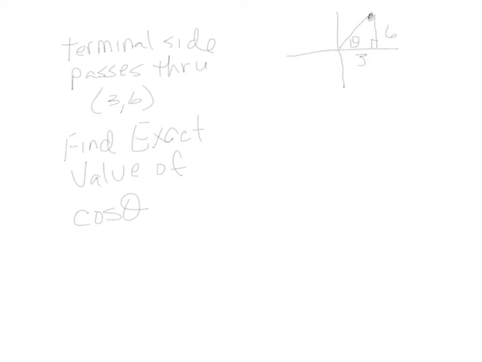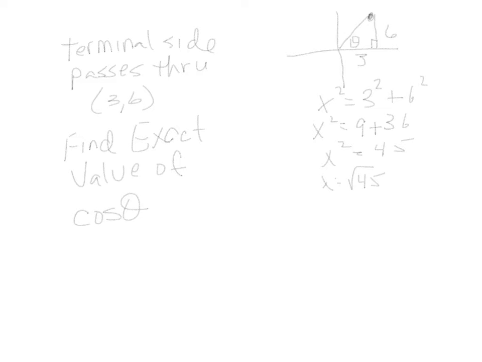From this point, we now are set up just like what we did yesterday. All we have to do is use Pythagorean's theorem. So we have x squared equals 3 squared plus 6 squared. That's x squared is equal to 9 plus 36. X squared is equal to 45. Take the square root of 45. So x is the square root of 45.